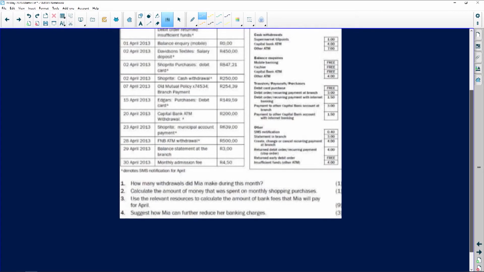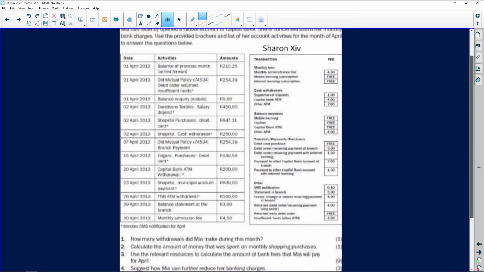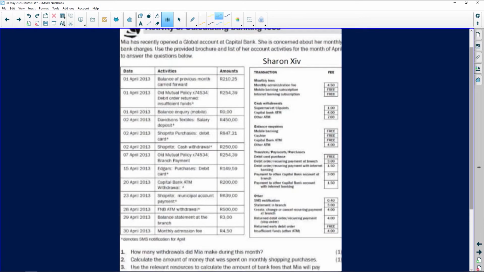We need to see all the withdrawals that Maya made in this particular month. I'm going to underline them so we can see. A withdrawal was made at ShopRite, we can see one at the bank, and we can see a withdrawal was made at an ATM. So 3 withdrawals were made in this particular case. Let's go to the next question.